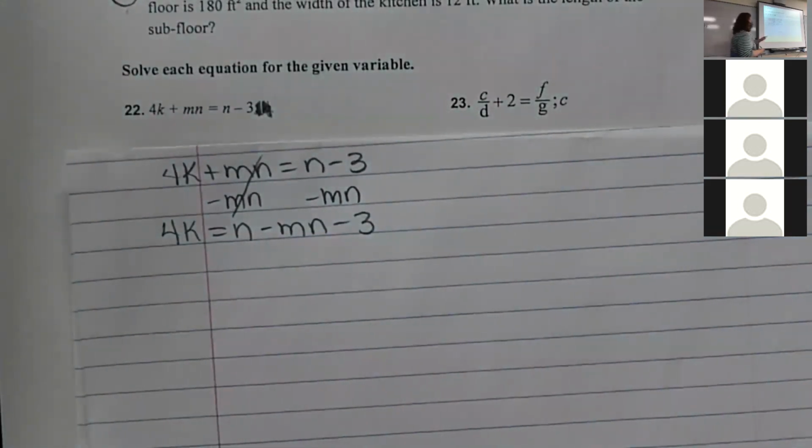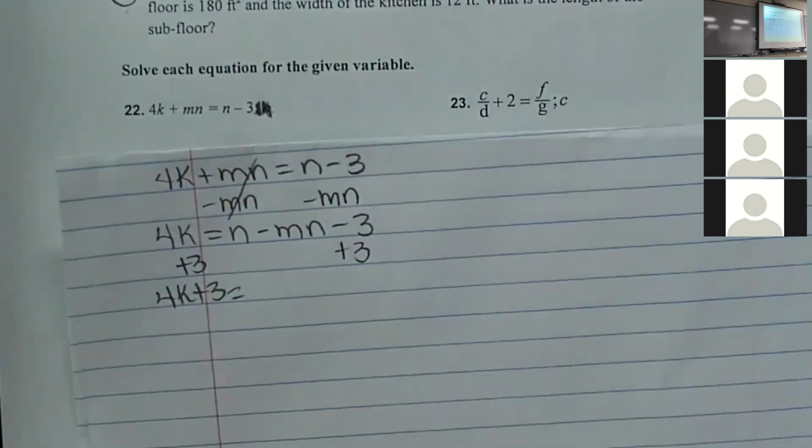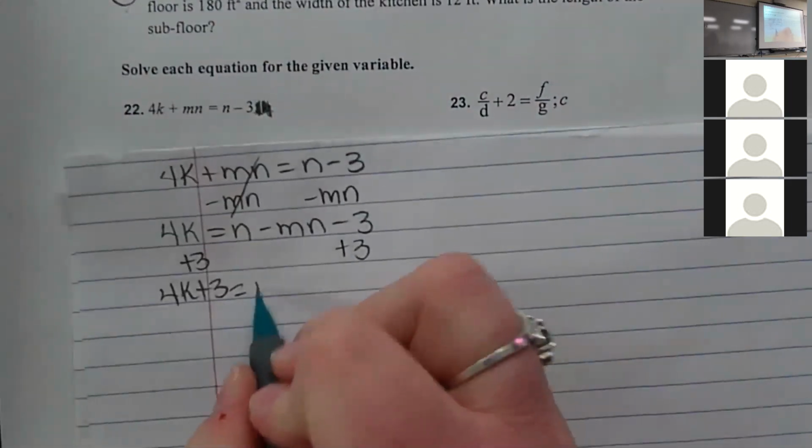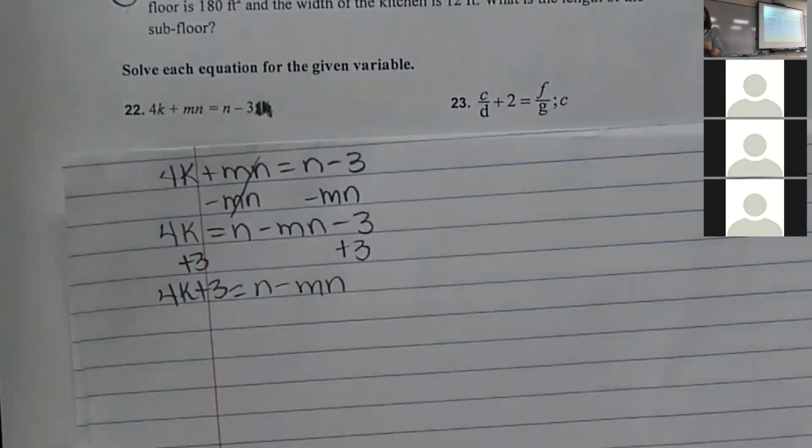Okay, n's are kind of getting better now because they're on this side. How do I get rid of that minus 3? It's opposite of minus and 3. Plus 3. So I have 4k plus 3 equals n minus mn. Now again, just like on number 9, I need to get the n's taken out of it.